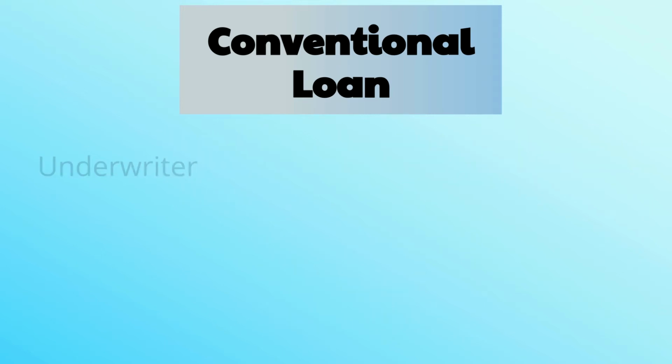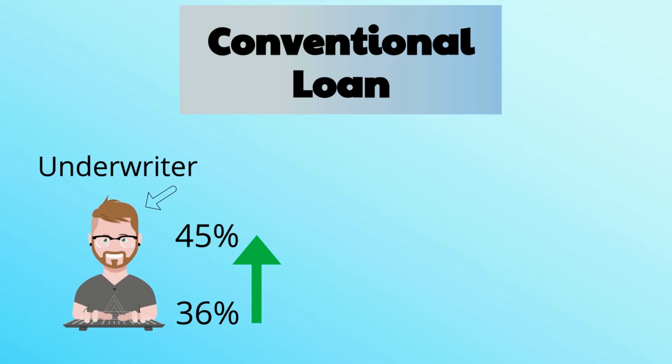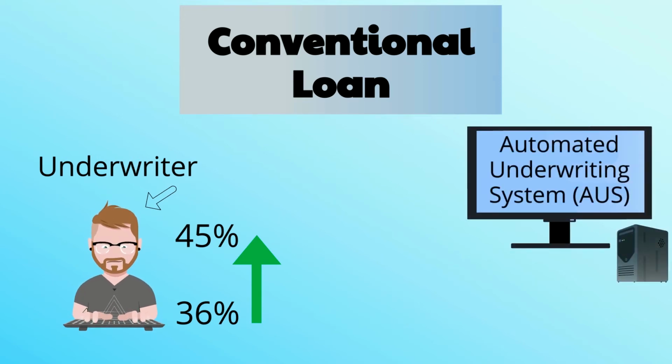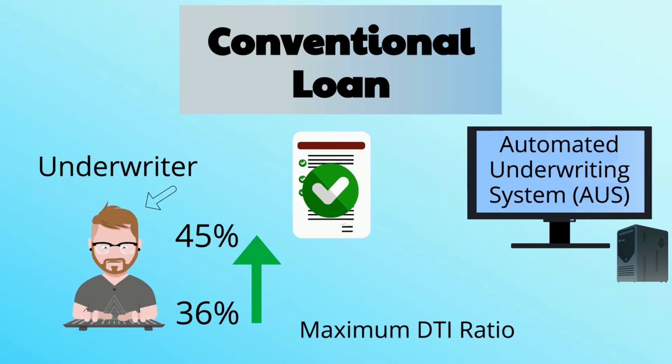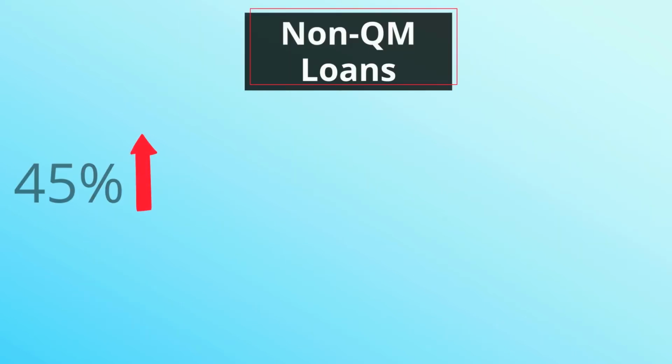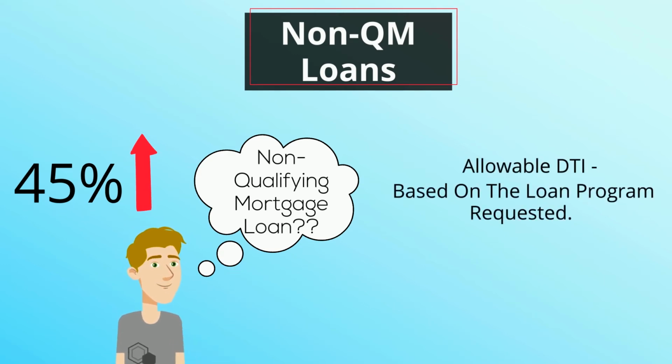For a conforming loan, an underwriter may exceed the 36% up to 45% if the borrower meets the credit score and reserve requirements. For an automated underwriting system, or AUS, the Desktop Underwriter or Loan Prospector, that receives an approved application, the maximum allowable DTI ratio is 50%. Loans that exceed 45% may be considered non-qualifying mortgage loans requiring a special non-prime loan program. The allowable DTI will be based on the loan program requested.